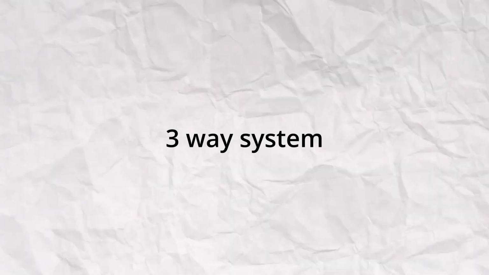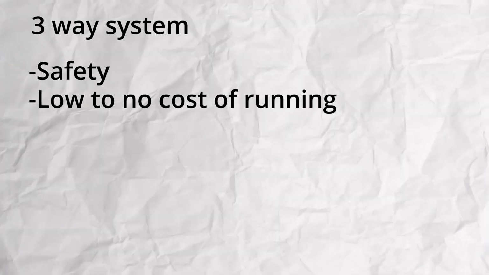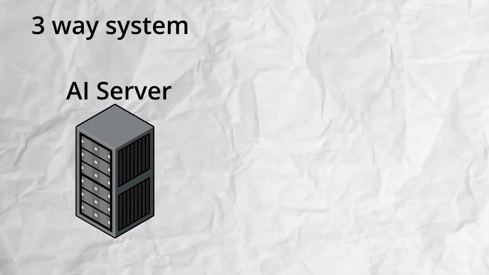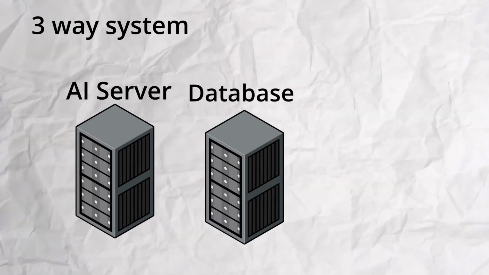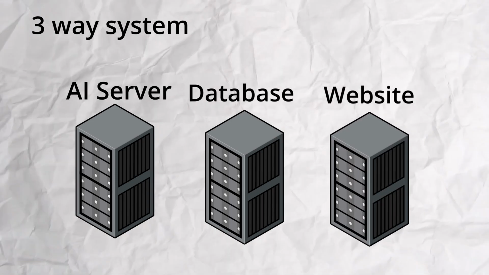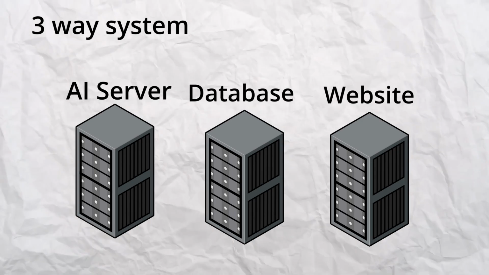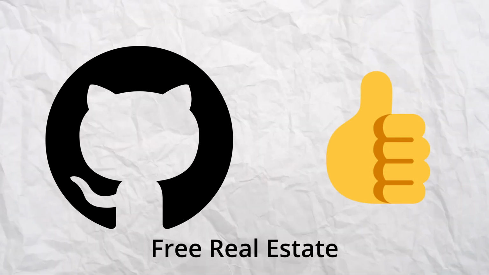So this project took a few weeks to plan out. I decided on a three-way system. This three-way system ensured safety for my network and a low to no cost for this project. We would have the AI hosted locally. This would be our first system. Our second system would be our database, hosted on an Amazon AWS EC2 server. Then our third system is our website, which will be hosted statically on a GitHub Pages website, allowing us to host the website at no cost. Thanks GitHub for giving me free real estate.